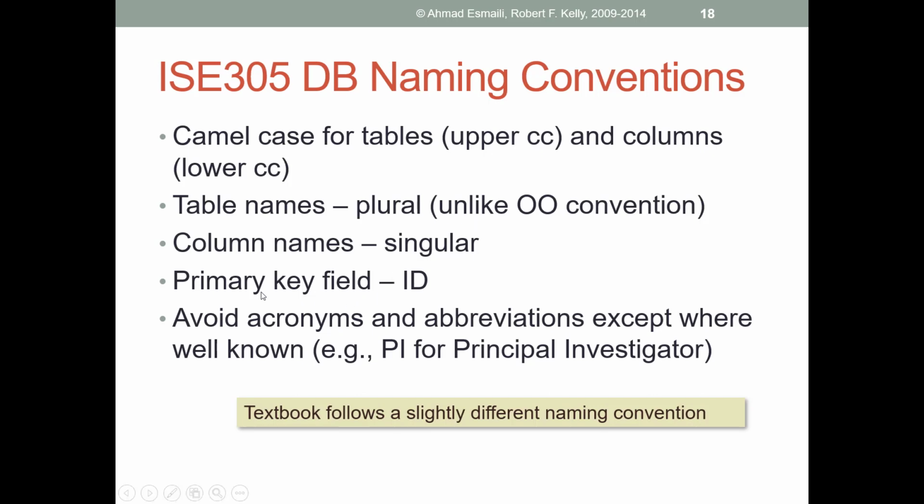And we would try our best to keep the primary key field as ID. We'll name that as ID only, because by ID we will understand that this is a field which will be unique across different tuples of the same table. And we will try to avoid acronyms if those are not well known. So we can use PI because PI is for principal investigator, and everybody knows that, so avoid using acronyms if that is not a very popular acronym.